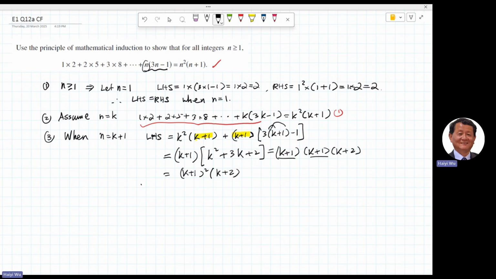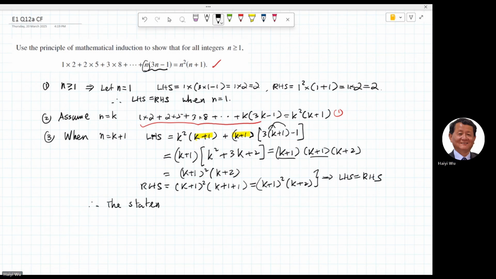So the right-hand side is, substitute k plus 1 into n. So we also get k plus 1 plus 1, the same as k plus 1 squared times k plus 2. So we conclude left equals right. Therefore the statement is true for any n as long as n is greater than or equal to 1. So QED.